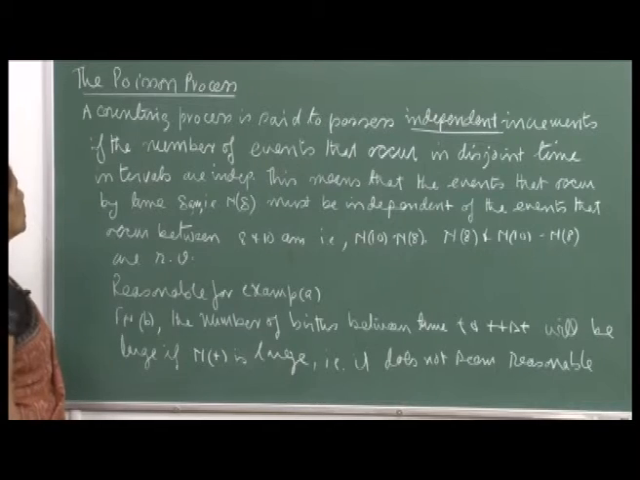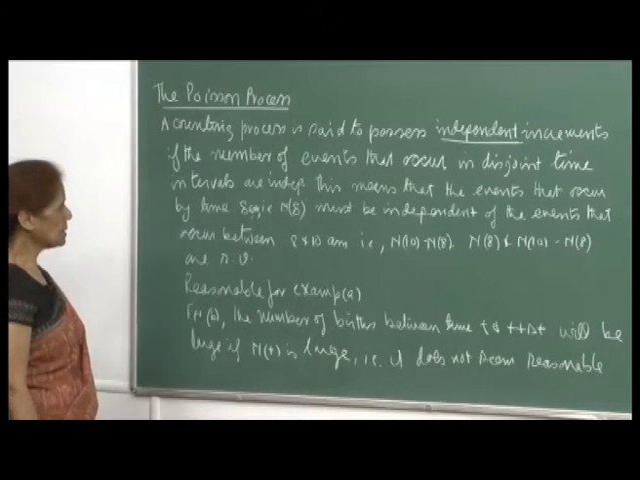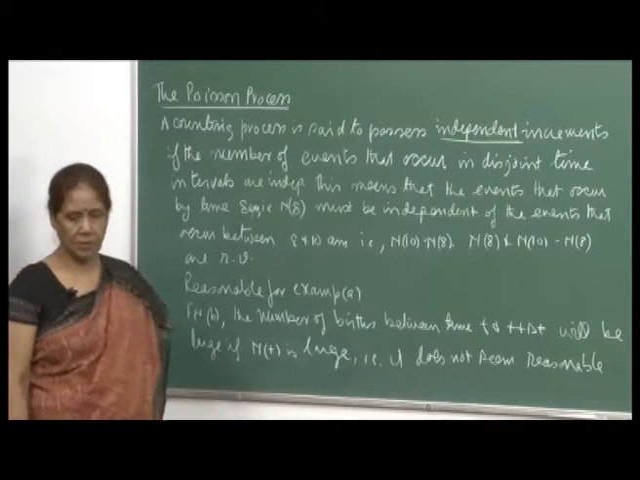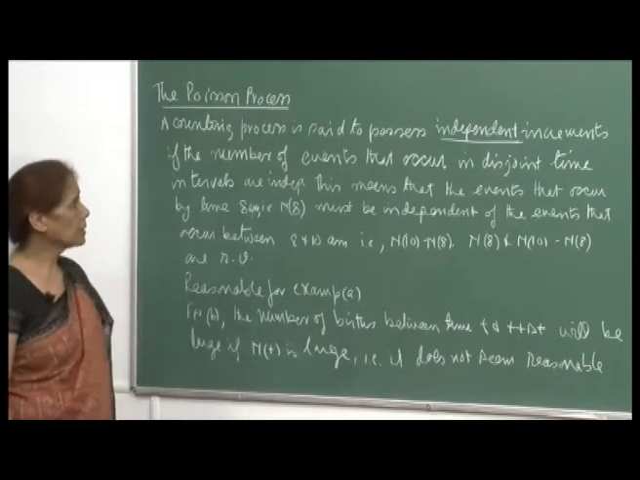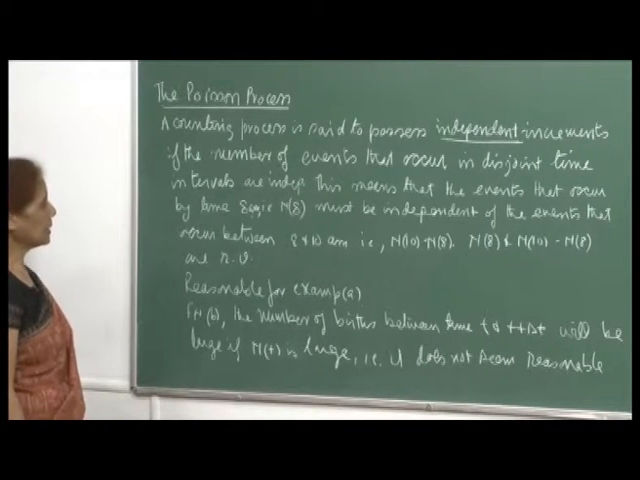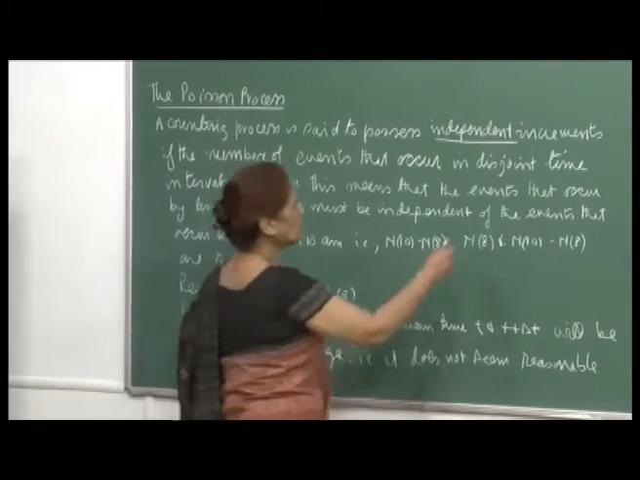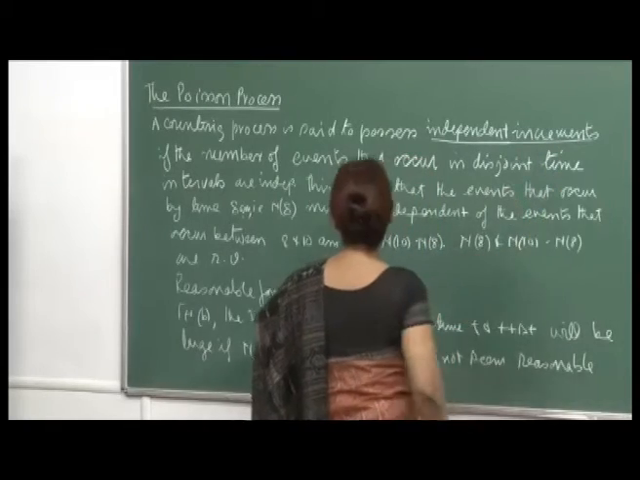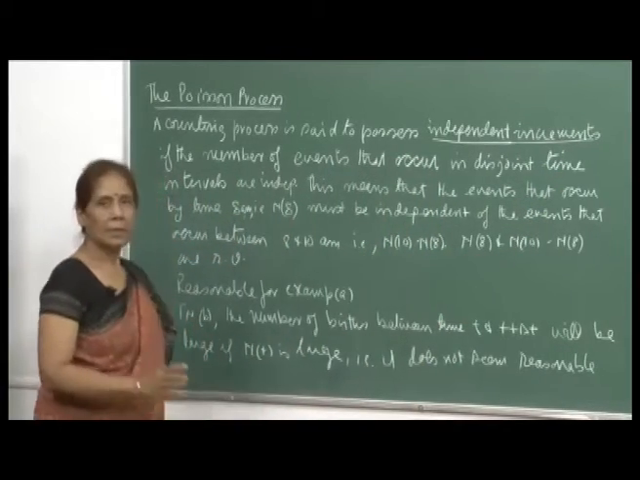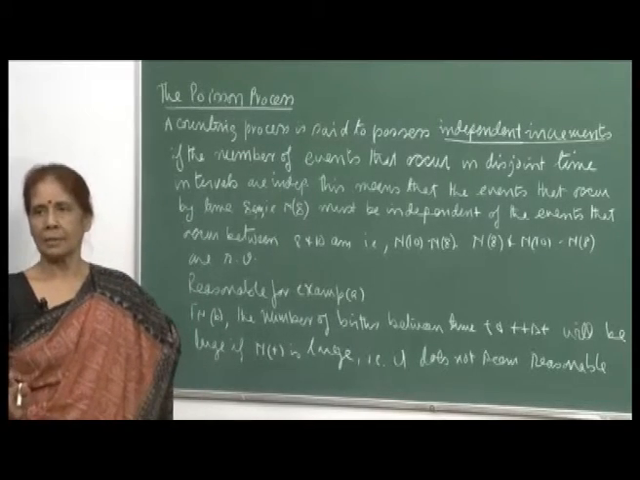So, while talking of the Poisson process, I said we have to first talk about a counting process, and so we said that there should be some norms that have to be followed for the counting process. The first one is that it should have independent increments. That means that the number of events that occur in disjoint intervals are independent.